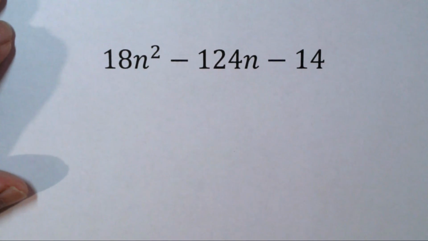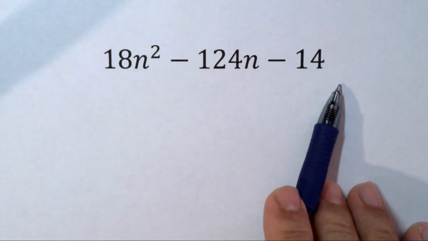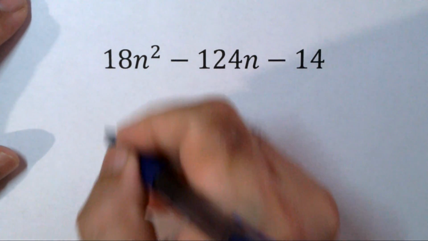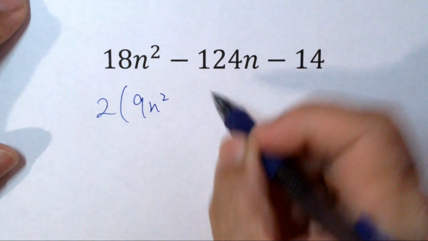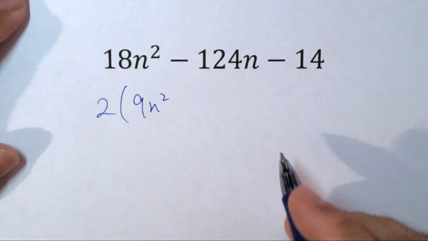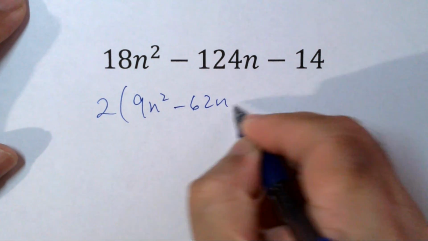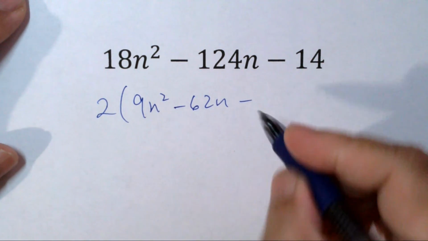Ugh. So these are all even. So there's at least a 2 in common. So I'm going to take a 2 out. Let's take a 2 out. So that 18 divided by 2 is 9. 124 divided by 2 is 62. And 14 divided by 2 is 7.